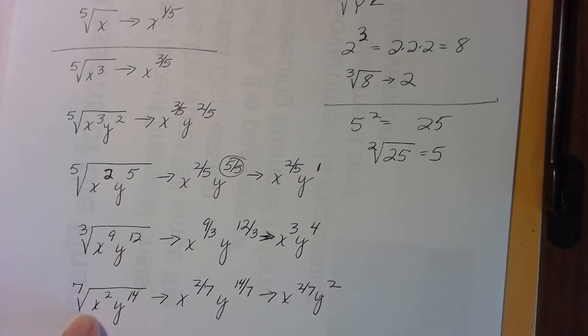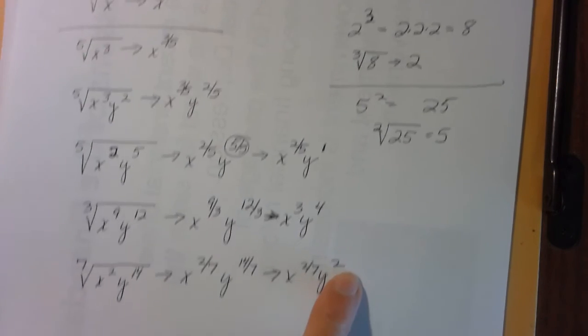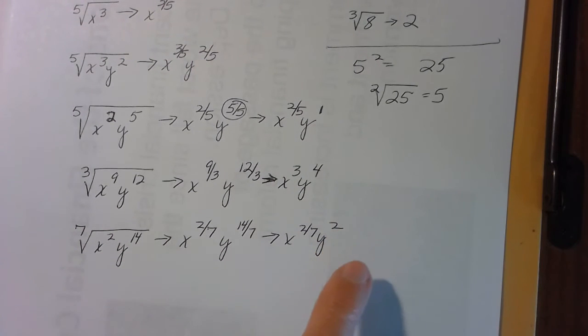This is the 7th root of an expression, which just means we're going to put that 7 down here in the denominator. In each of these, well, this first one can't simplify, so I'm going to leave it as is, x to the 2/7. But this y to the 14/7, that reduces to y squared. Sorry.